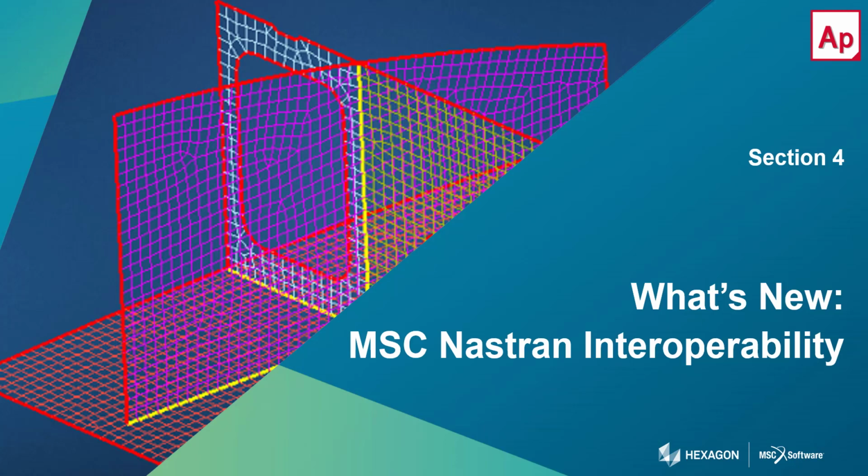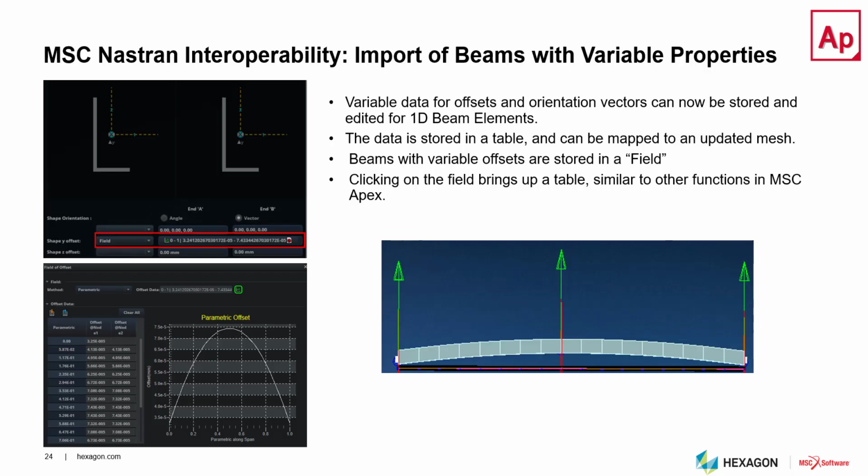All right, let's talk about the next section, and let's round out the whole pre-processing part, and then we'll jump into post-processing. So section 4, let's talk about MSC Nastran interoperability. The first one is importing of beams with variable properties.